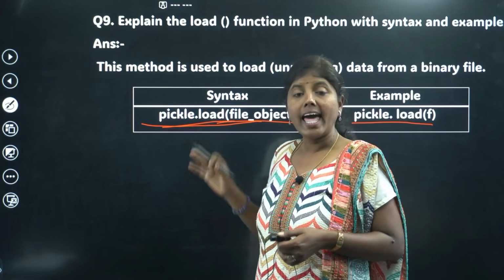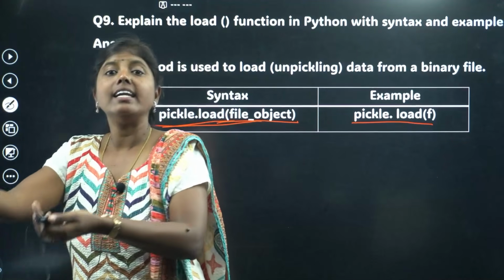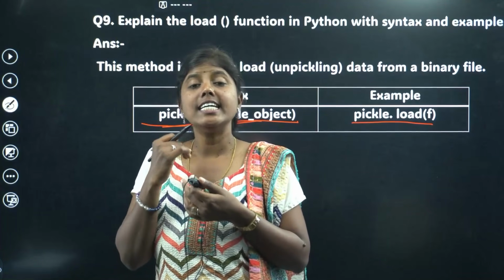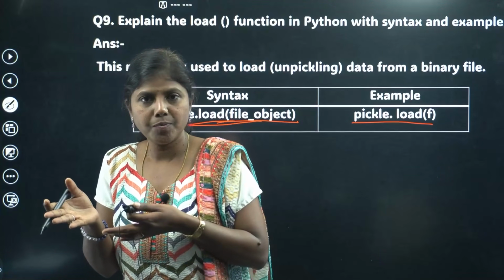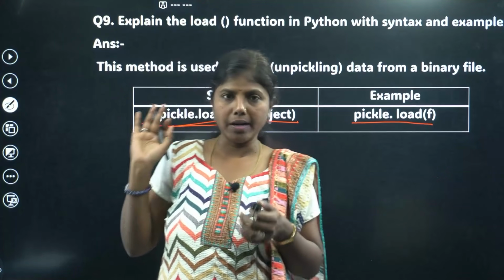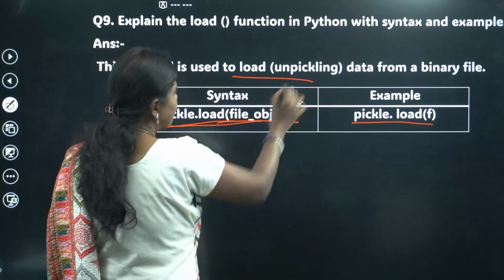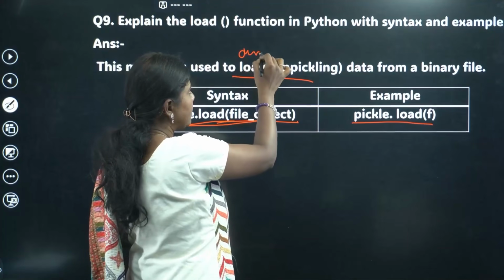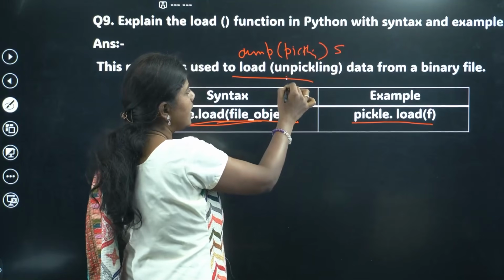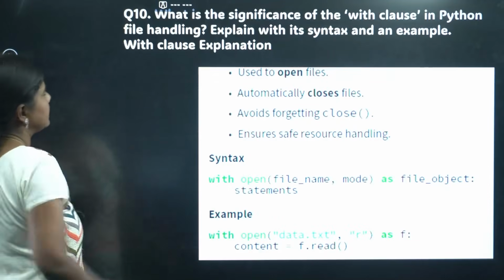And what is this loading called? Dumping is storing; retrieving it from the binary file is called deserialization. Pickling, unpickling, serialization, deserialization. Keep that in mind. Load is unpickling, dump is pickling. Let me repeat it again: dump is pickling or serialization, and load is deserialization. Okay, we'll go with the next slide.